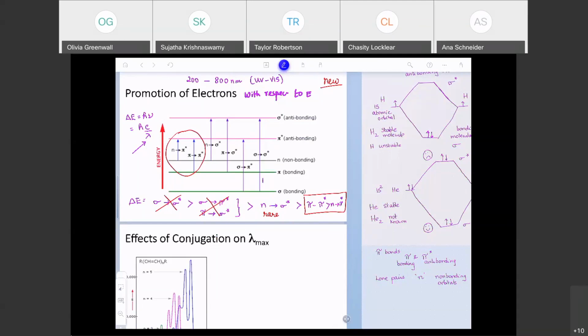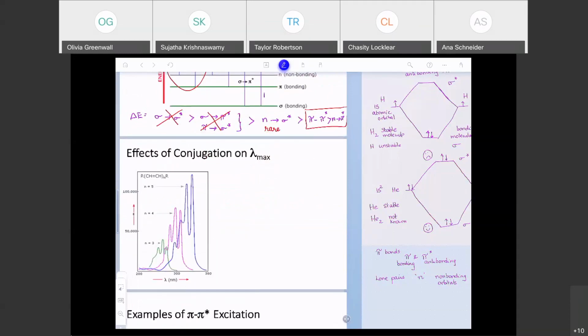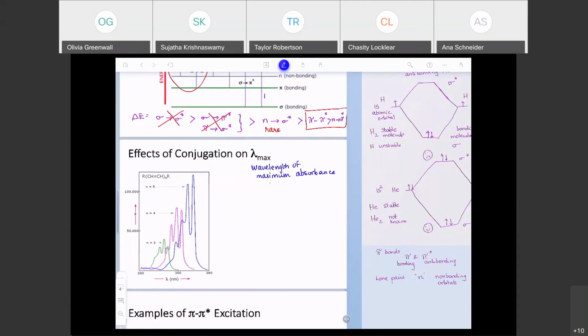So there will be wavelengths of light that match the n to pi star and the pi to pi star. Those wavelengths will be absorbed. There'll be more than one, but those will be absorbed. The one that's absorbed the most is called lambda max. This is the wavelength of maximum absorption. This is what is really interesting to us. This is the wavelength that is most absorbed. So this is given in nanometers.